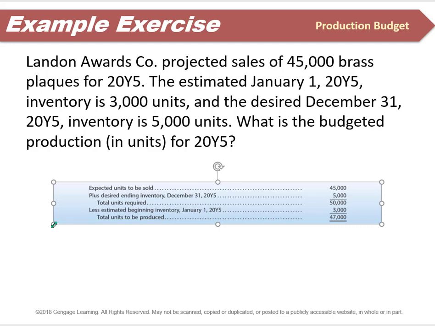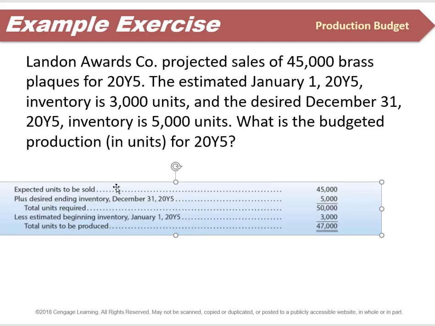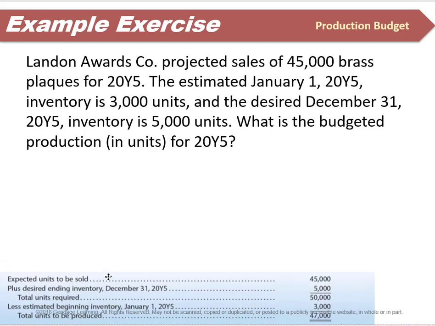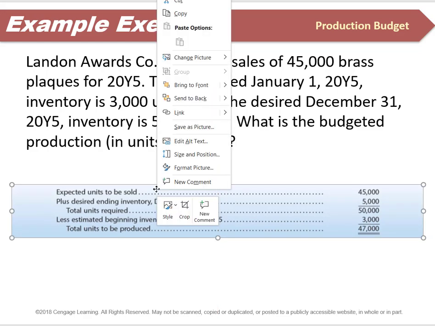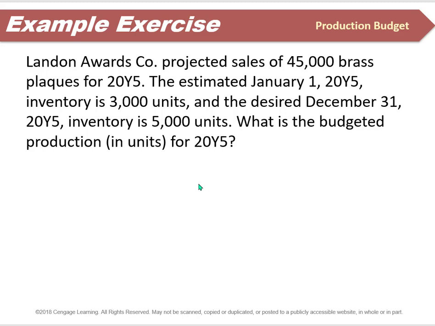And here's an example of this, Land and Awards. Land and Awards projected sales of 45,000 brass plaques. They project 45,000 plaques. The beginning inventory is 3,000 units and the desired ending inventory is 5,000 units. What's the budgeted production for 2015?